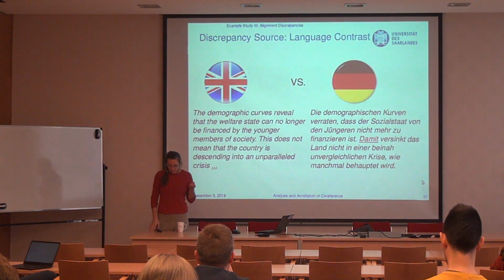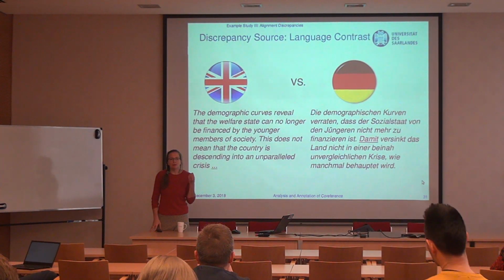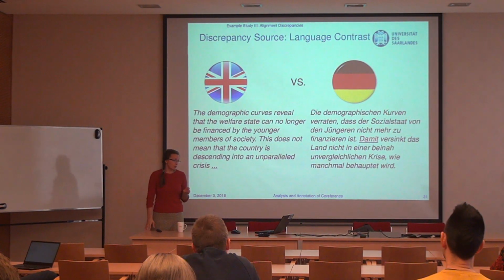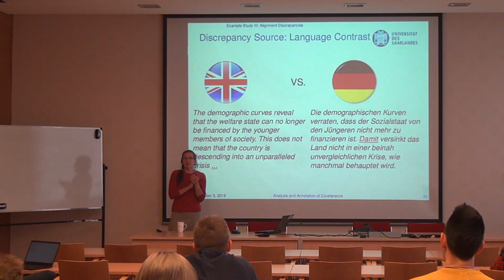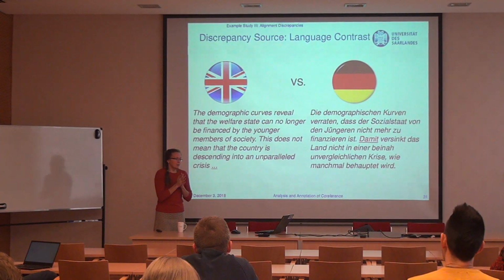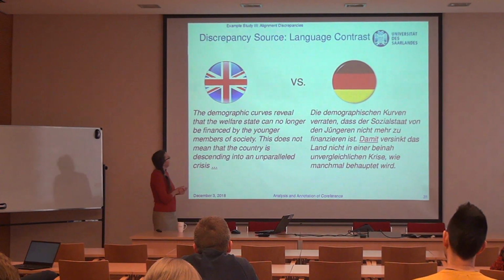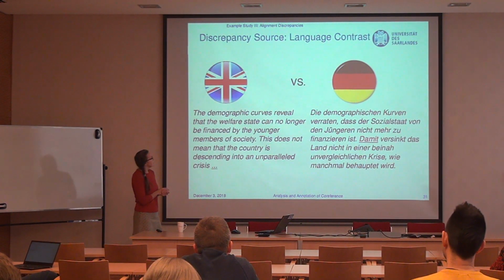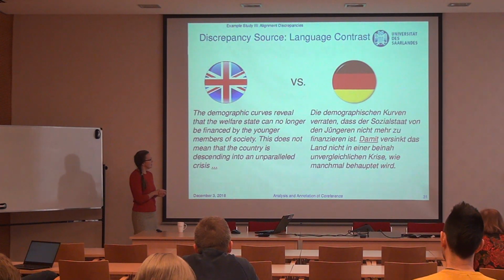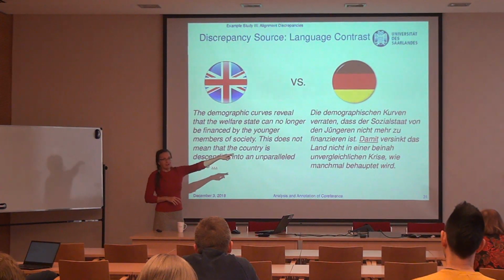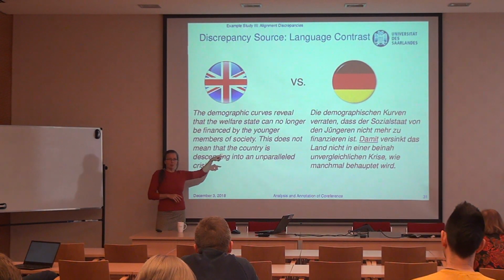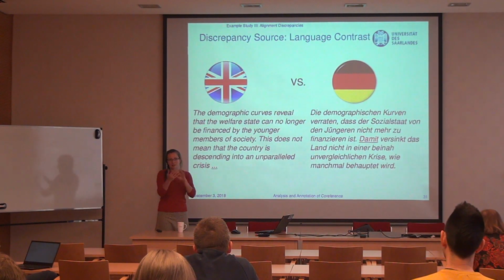And our aim was to find out what could be the sources, the reasons for these discrepancies, so why these mismatches happen. And the first reason is actually language contrast. For example, here we have: the demographic curve reveals that the welfare state can no longer be financed by the younger members of society. This doesn't mean that the country is descending into crisis. And in German we have an element, actually this pronominal adverb. Remember dagegen, the example with dagegen. Here we have damit, da plus mit.